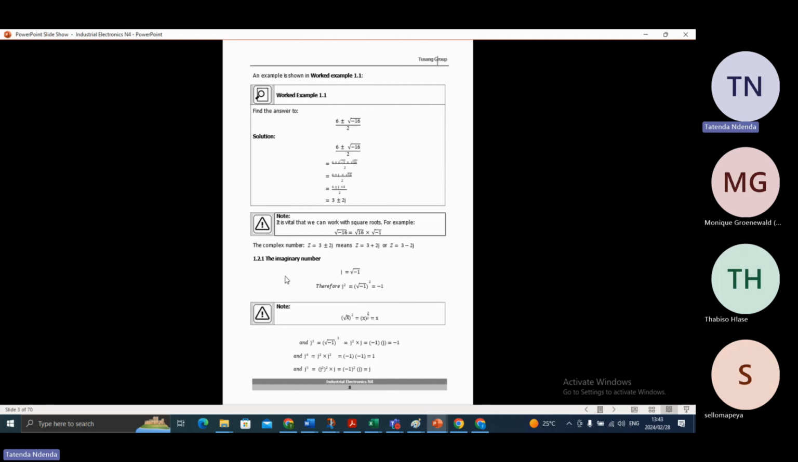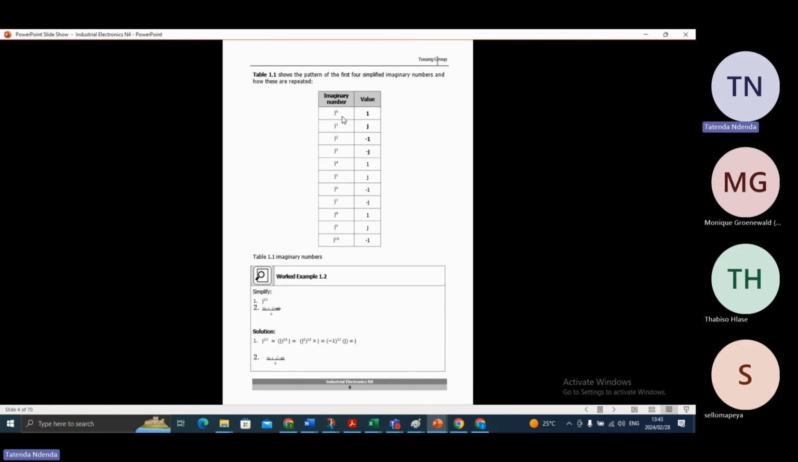So same applies, guys. You can see I have a table here. j to the power 0 is equal to 1. j to the power 1 is equal to j. j to the power 2 is negative 1. So what you have to understand, guys, is that whenever the power that is having j is even, your answer to that is going to be negative. Are we together then?